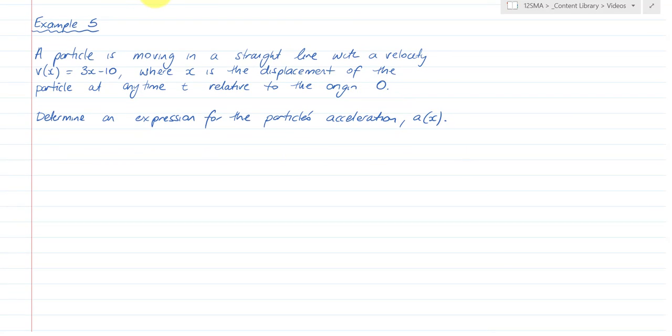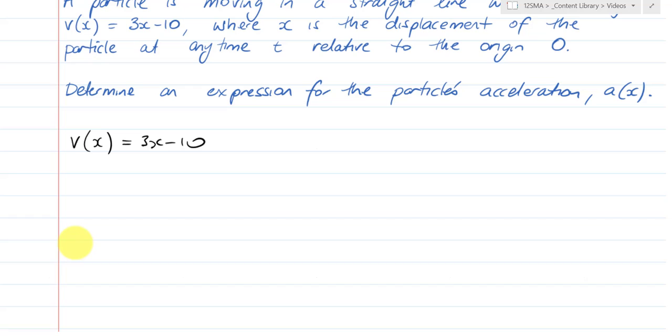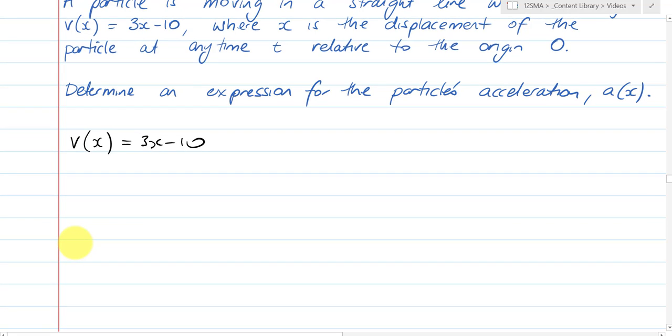So example 5. A particle is moving in a straight line with velocity with respect to x, v(x) equals 3x minus 10, where x is the displacement of the particle at any time t relative to the origin O. Determine an expression for the particle's acceleration. Now we want acceleration in terms of x, but remember acceleration is d squared x by dt squared. So we'd have to differentiate this with respect to t, which is quite tricky.